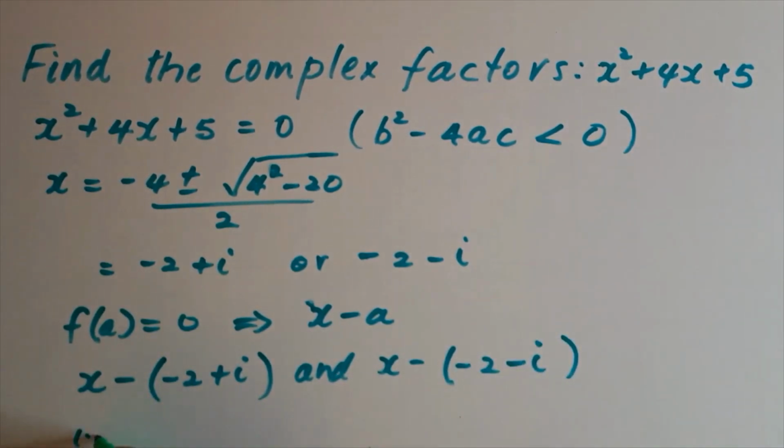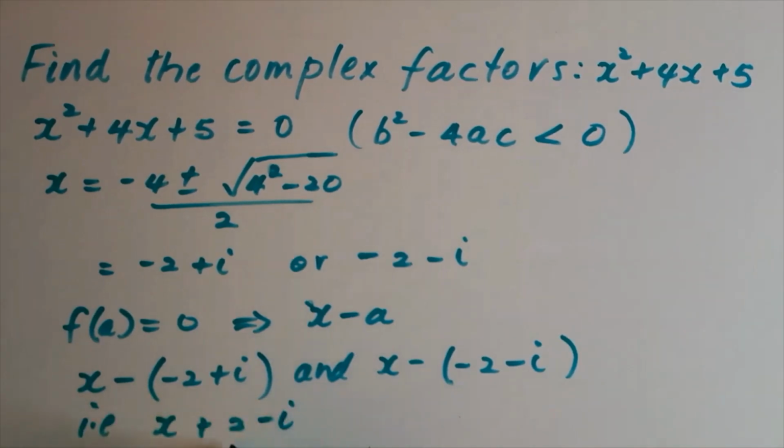That is, if we clear the brackets, we have x add 2 minus i as one of the factors, and it was x add 2 add i as a second factor.